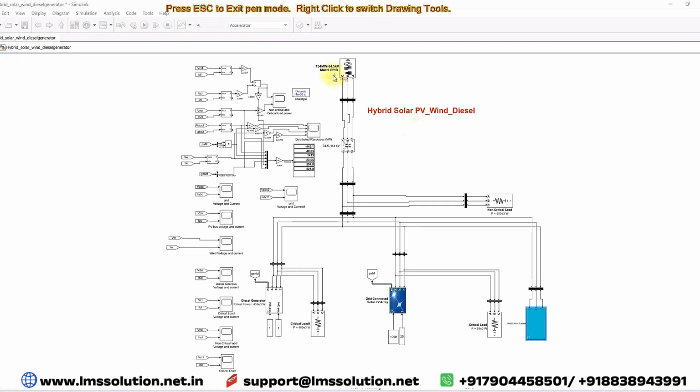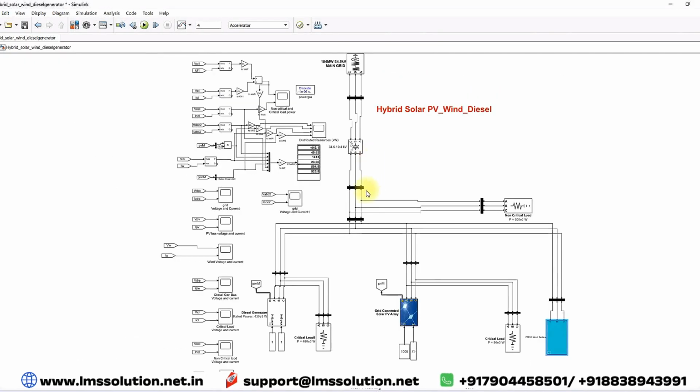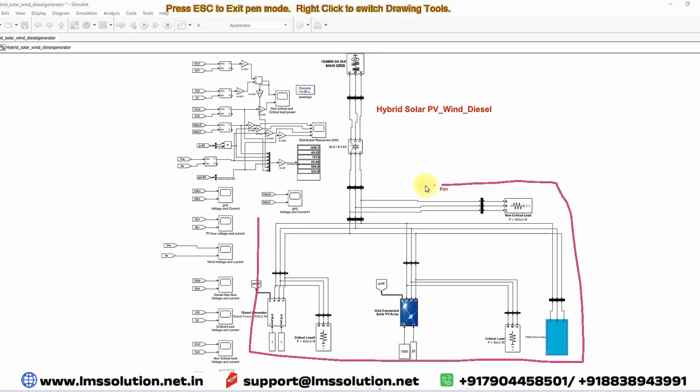The system consists of a main grid. The main grid rating is around 154 megawatt and the voltage rating is 34.5 kilovolt. It is going to be connected to the transformer. This is a step down transformer. It is going to step down the voltage from 34.5 kilovolt to 400 volt, and it is going to be connected to the hybrid system. The hybrid system is going to be connected in the 400 volt line.